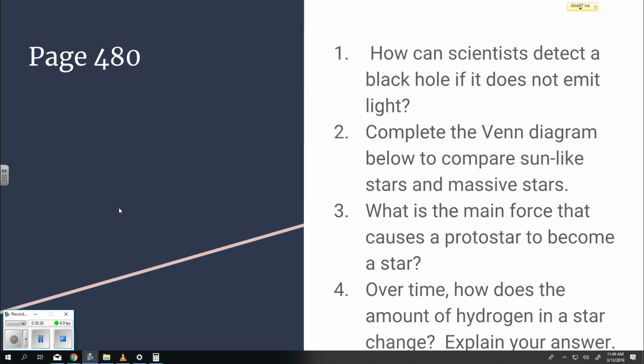Question 4. Answer can be found on pages 475 to 476. Hydrogen decreases because it is being converted to helium and energy.